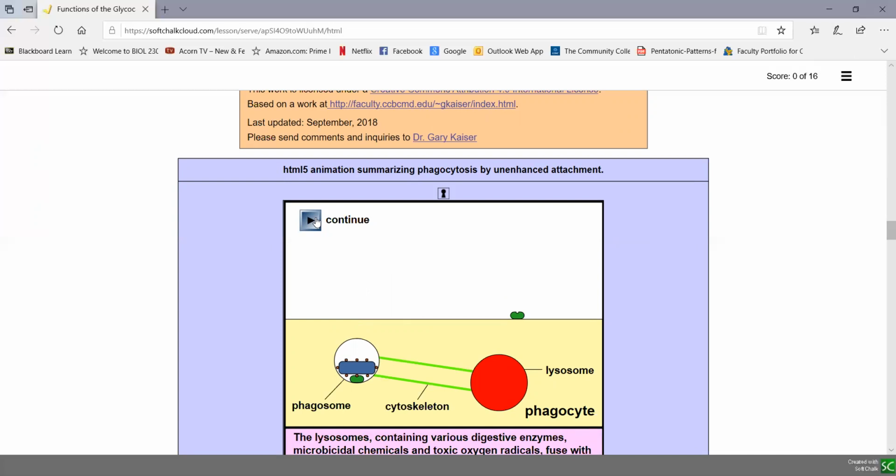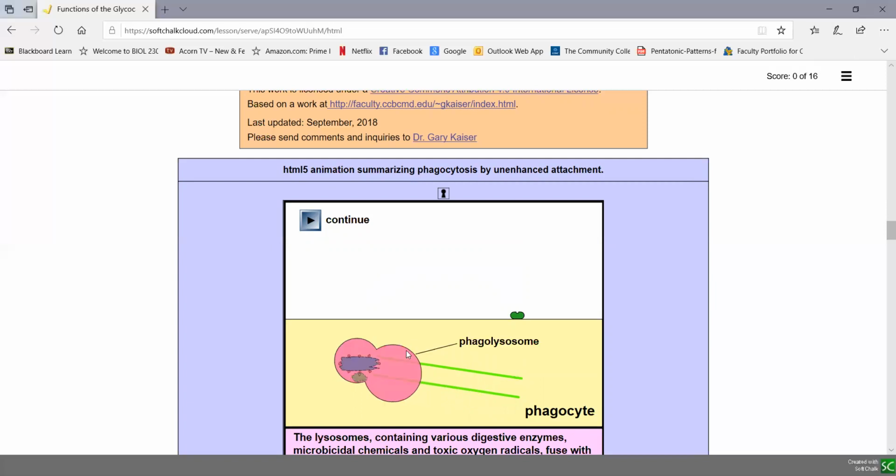And then in the next step, lysosomes, the membrane-bound sacs that contain the killing chemicals that are going to lyse the bacteria, move along the cytoskeleton and eventually fuse with the phagosome, forming what's called a phagolysosome. And at that point, the digestive chemicals and the toxic oxygen molecules can kill the microbe and digest it.